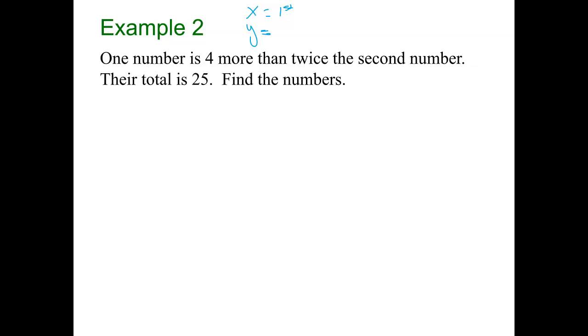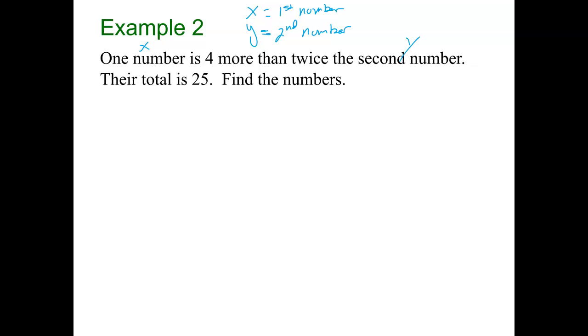I don't know which one specifically is greater than the other, so let's not be that specific. Let's just say the first number and the second number. One number is 4 more than twice the second number, and their total is 25. So my first number is x, my second number is y.